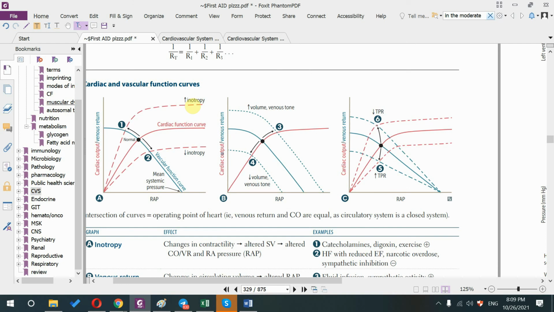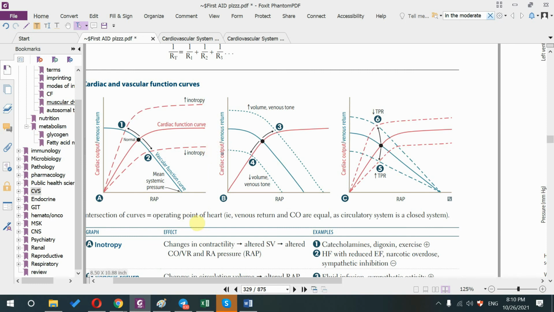So inotropy, when it's increased, there is high contractility. When inotropy is decreased, there is decreased contractility. When there is high inotropy, which is high contractility, what will happen to the cardiac output? It will go high. When there is a decrease in the contractility, which is the same as the inotropy, the patient will have what? Decreased cardiac output. So this is the cardiac function curve.